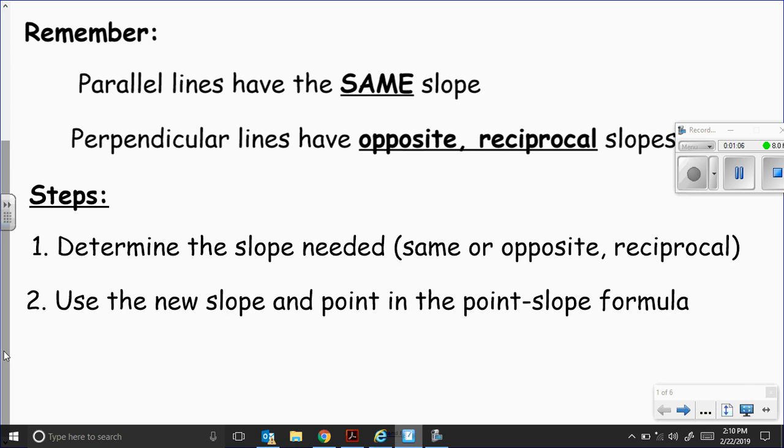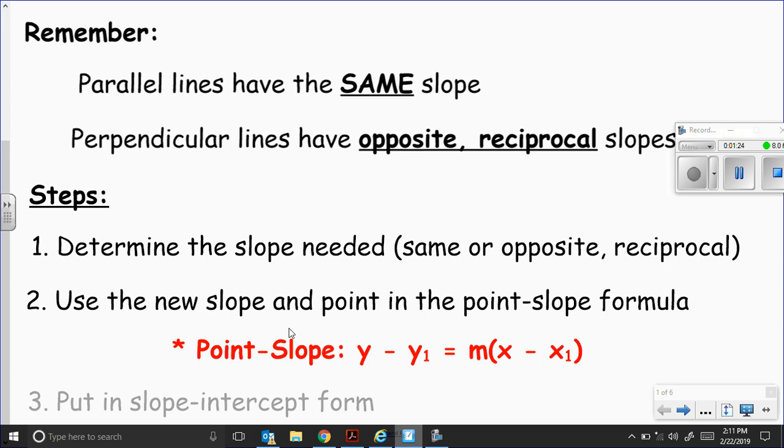Then we're going to use the new slope and a point and plug it into the point slope formula. So just remember that the point slope formula is y minus y sub 1 equals m times x minus x sub 1, where we just plug in the point and the slope. And then last but not least, we just change that point slope formula into slope intercept form.